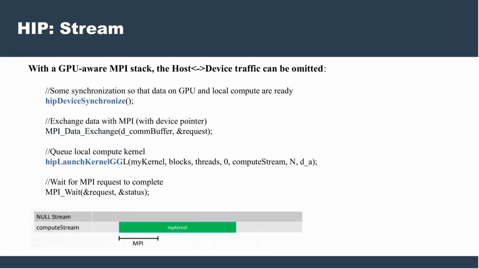Utilizing a GPU-aware MPI stack, host-to-device traffic is minimized. Synchronize GPU data readiness with hipDeviceSynchronize. Exchange data directly using MPI data exchange with device pointers. Launch compute kernels with hipLaunchKernelGGL, ensuring efficient execution. Finally, use MPI wait to confirm request completion, optimizing data flow and computational efficiency.